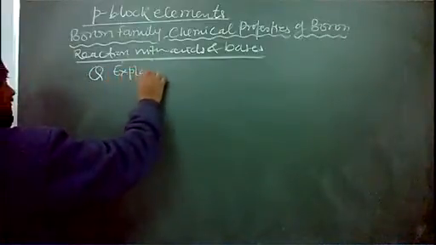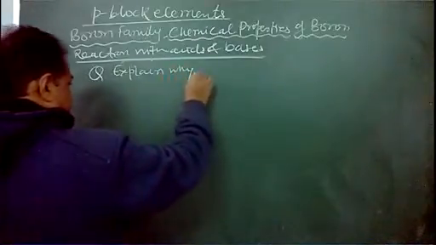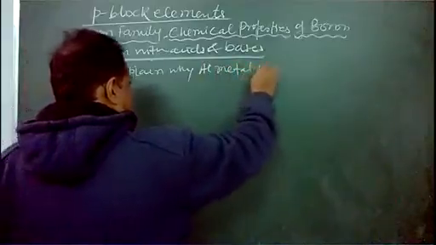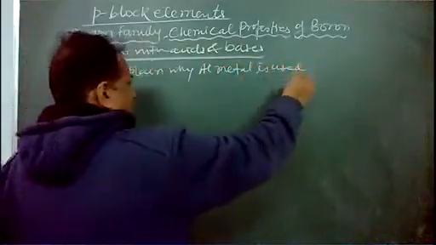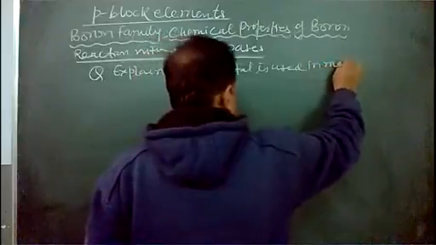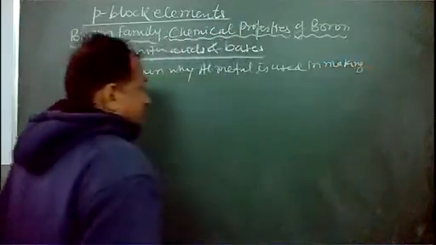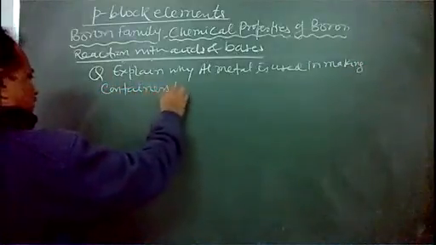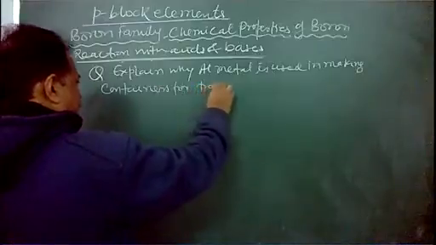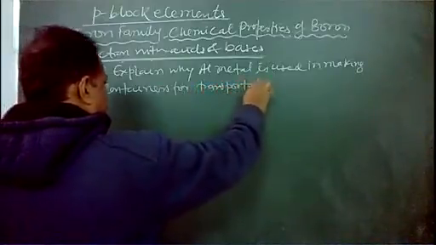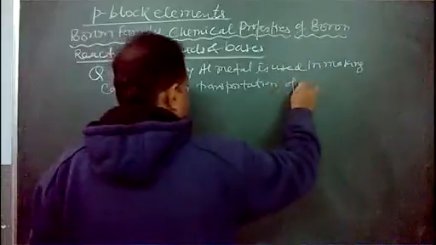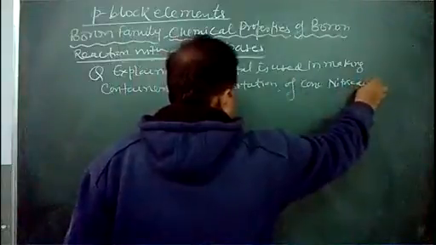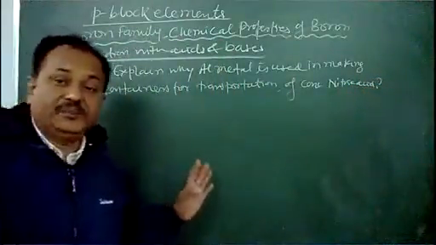An important question: explain why aluminium metal is used in making containers for transportation of concentrated nitric acid. This is a very important part.